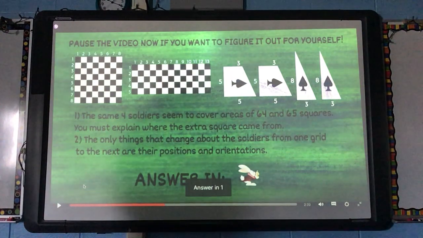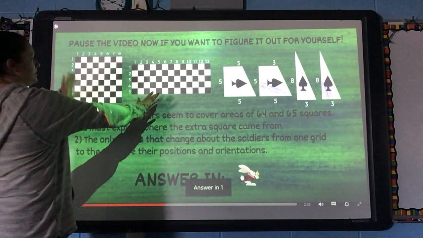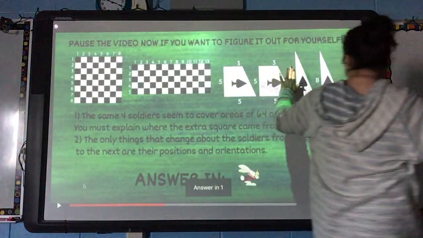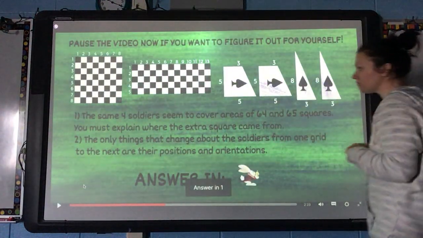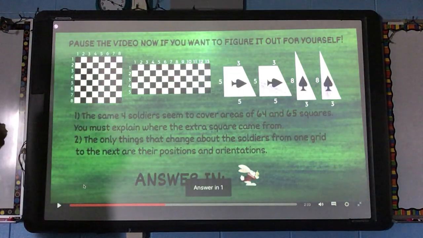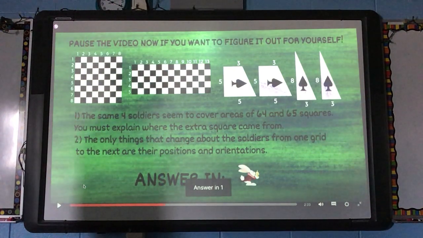Before I rewind it, look at the notes they have up here. They have your two grids, one being 64, one being 65. Here are the four pieces that they are using. And it says, number one, the same four soldiers seem to cover areas of 64 and 65 squares. You must explain where the extra square came from. The only things that change about the soldiers from one grid to the next are their positions and orientations.